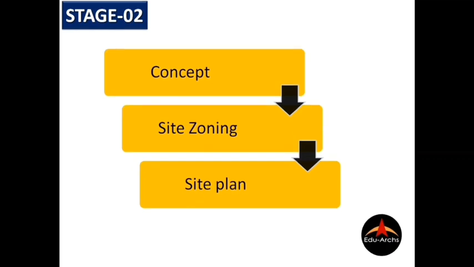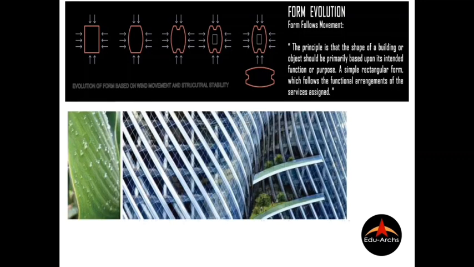Stage 2. We have concept, site zoning and site plan. Concept. Concept represents the initial response to the project brief. It becomes a force and identity behind your design progress. First, it states the intent of your design and then explains how you accomplish the form. Architectural concepts are essential elements that help in planning and building quality structures.